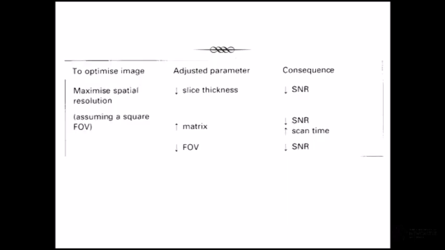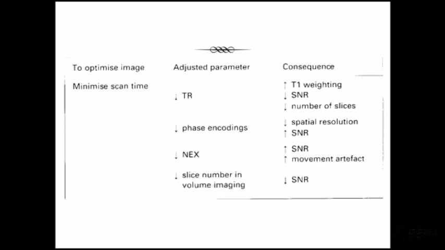And just talking about image optimization, if we want to optimize spatial resolution, these are some of the parameters that we may want to trade off, and that's the consequence. So if we try to change spatial resolution, we need to remember that that will also have an effect on SNR. Okay?